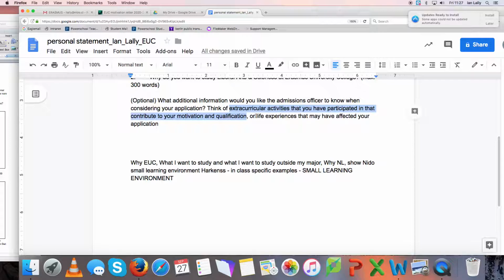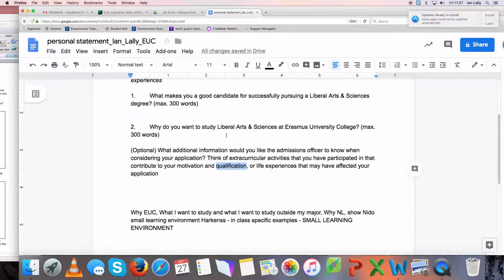right? These life experiences could also be Noah's Week Without Walls, could also be a family trip to Machu Picchu, could be an internship, right? Qualification and motivation. Qualification means why you're a good fit for these 2 other programs, right? So let's say you participate in an extracurricular activity like GIN, Global Issues Network. How does that contribute to your motivation and qualification?